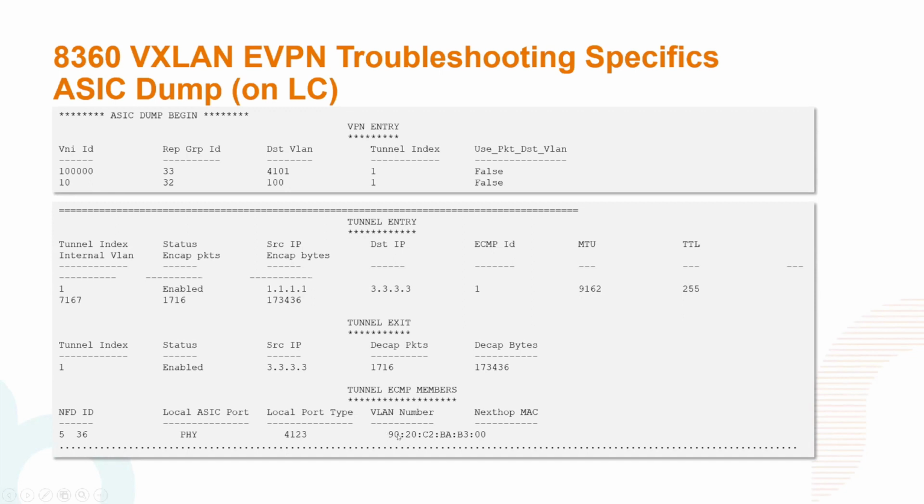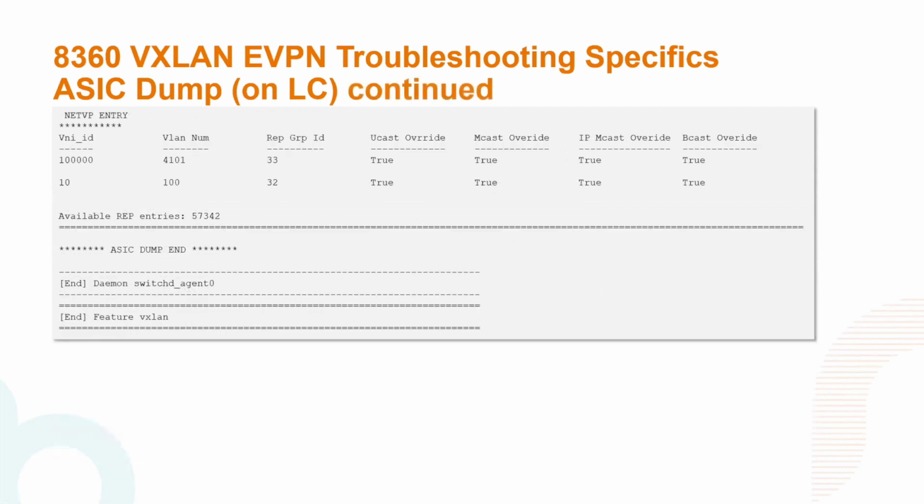So this is mainly the tunnel information as far as VXLAN is concerned on 8360. And this is nothing but again the net VP, as I told you before. So which particular tunnel, which particular VNI is associated with the tunnel. So these are the main information that would be needed on 8360 VXLAN to debug any issues.